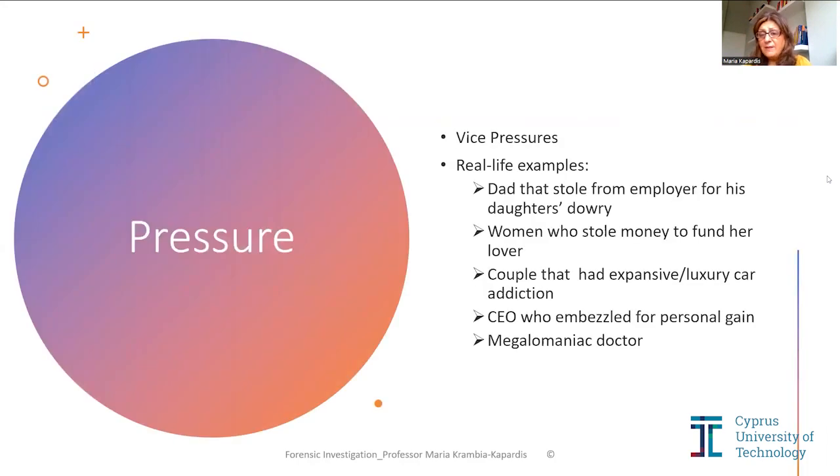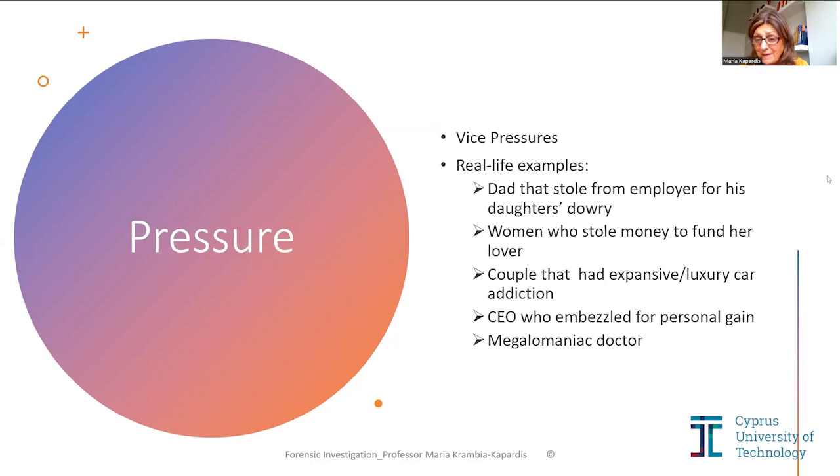There are also real-life examples. The dad that stole from an employer for his daughter's dowry. He had to build a house. It was expected of him that in order for his daughter to get married, she had to have a house. So he was stealing from his employer. Women, a number of women, that's why I have it in plural, a number of women who stole money to fund their lovers. Okay, they have extramarital affairs.